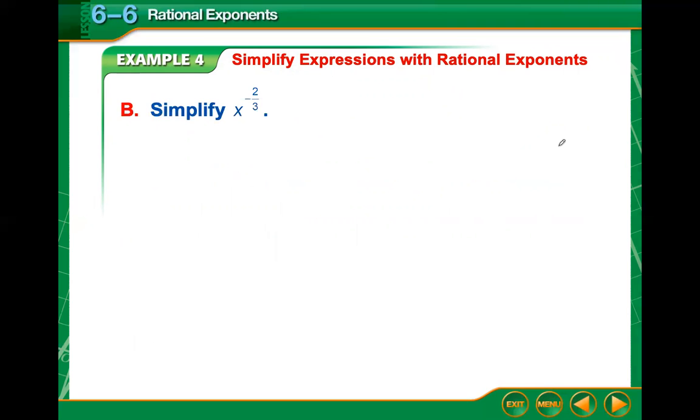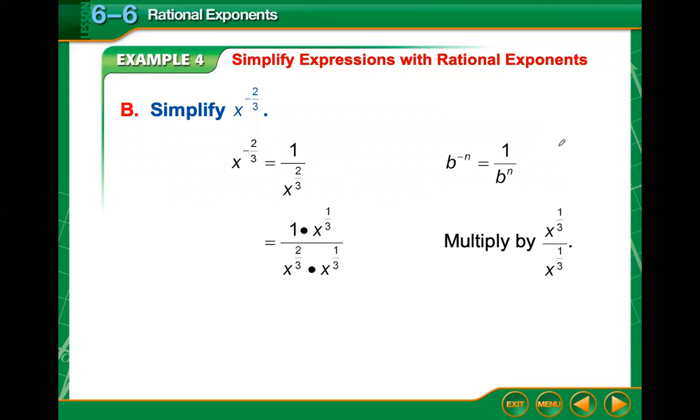Here we have simplify x to the negative 2/3. So we don't like having negative exponents. So we can go ahead and write this as 1 over x to the 2/3. The other thing is we do not like having fractions in our exponents in the denominator. So we're okay with exponents as fractions, but we don't like having exponents as fractions in the denominator. It's a weird rule, I know.